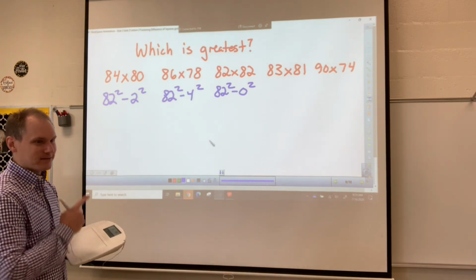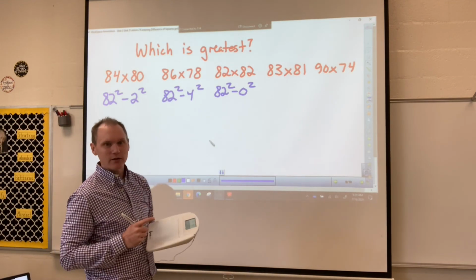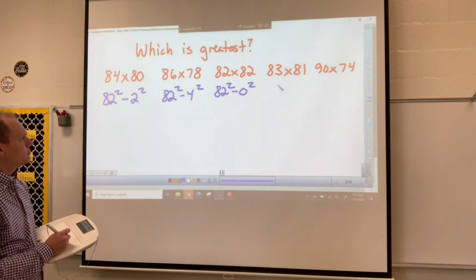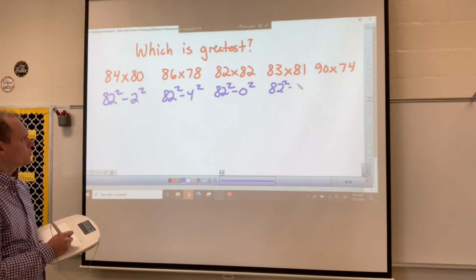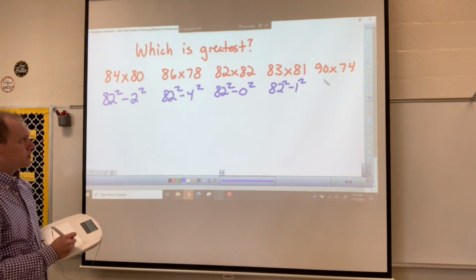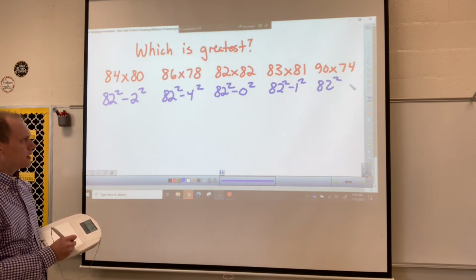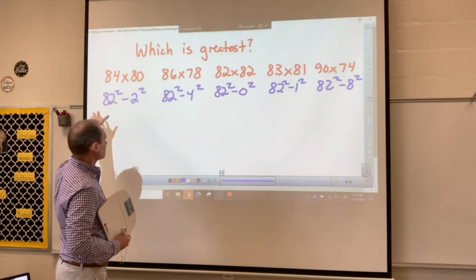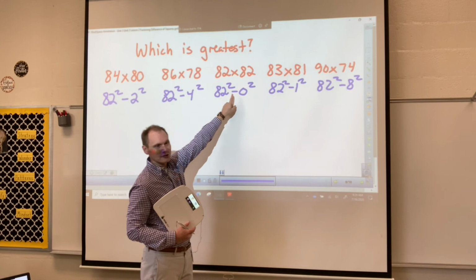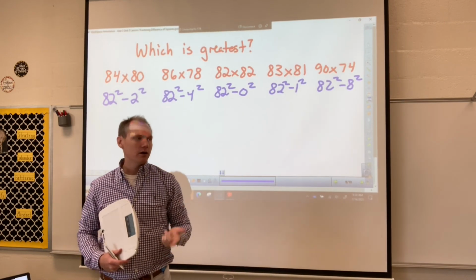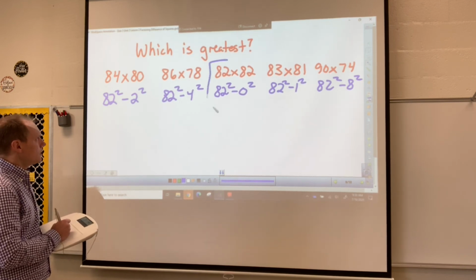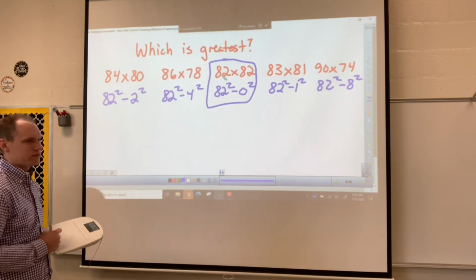So we might have a conjecture, at least right now, that one's going to be the greatest. But let's continue on just to make sure. This one's going to be 82 plus 1, 82 minus 1. So 82 squared minus 1 squared. This one's 82 plus 8 and minus 8. So 82 squared minus 8 squared. So yes, as we said a minute ago, the one that subtracts the least is going to be the greatest. So it's actually going to be this one that is the greatest of all of them. And so difference of two squares helped us figure that out.